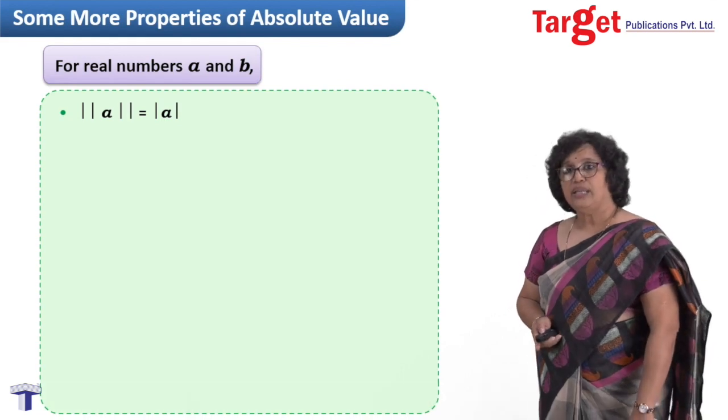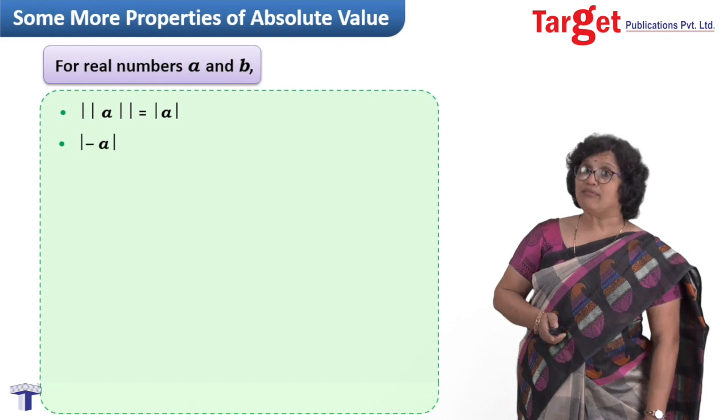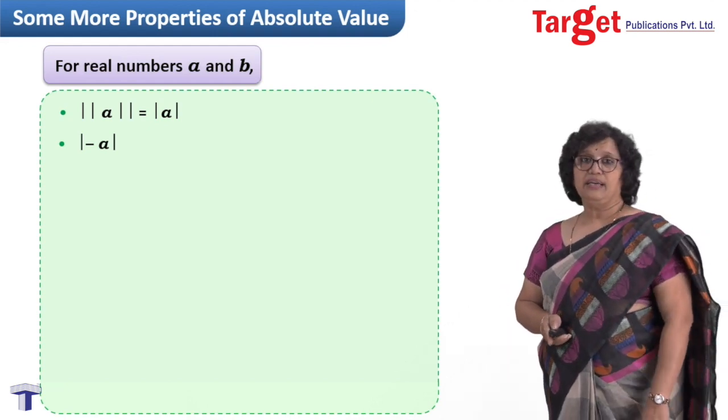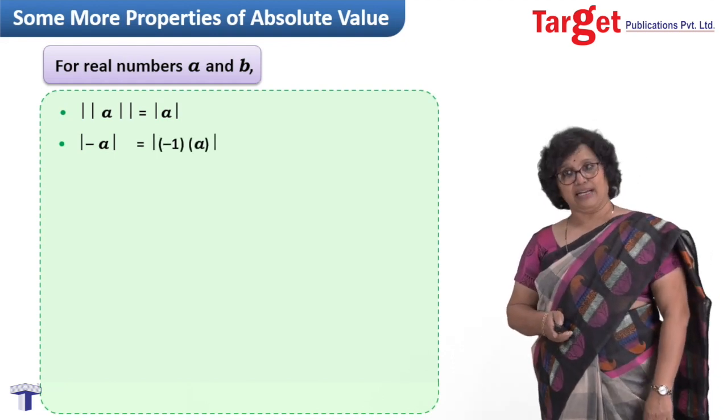Now, next is absolute value of minus a. Now, intuitively, I know the answer if I remember the distance concept, that it has to be absolute value of a. Now, how do we arrive at that result?